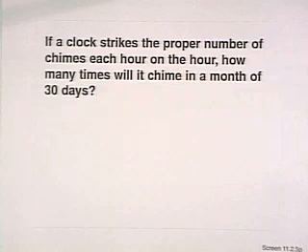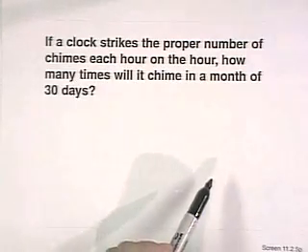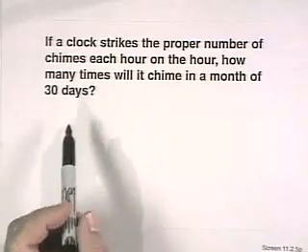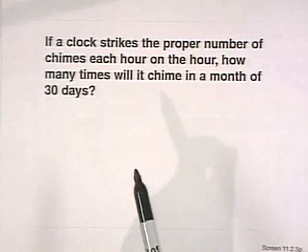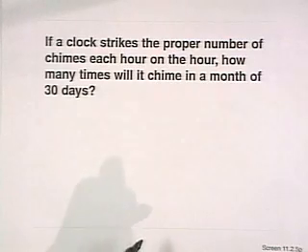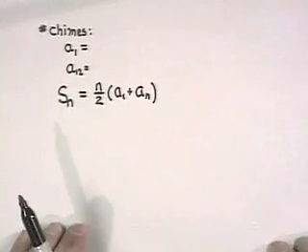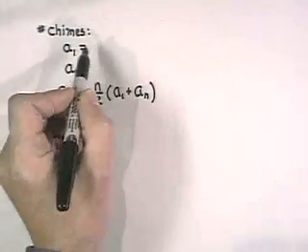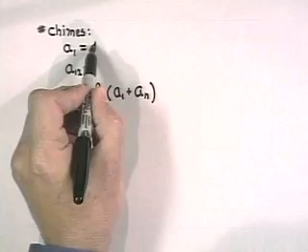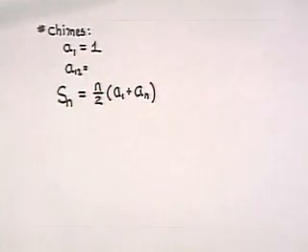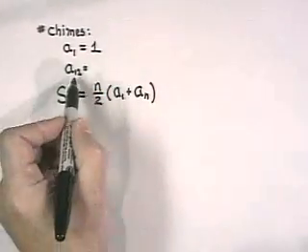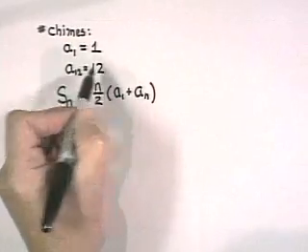If a clock strikes the proper number of hours, each hour, on the hour, how many times will it chime in an entire month of 30 days? Let's see. The first hour, it chimes once. 12 hours later, it will chime 12 times.